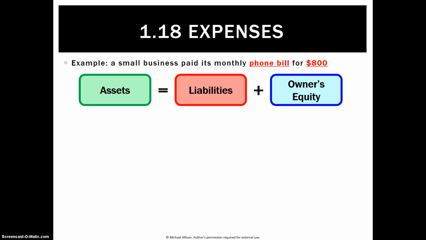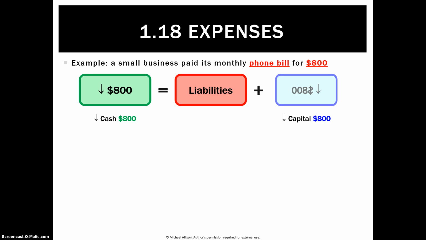For example, let's pretend we actually used our phone this month and got the bill in the same month and paid it. That represents a decrease in cash of $800, but we don't get another asset in return. There's no liability going up or down, so therefore owner's equity will decrease, or capital will decrease $800, therefore representing an expense.